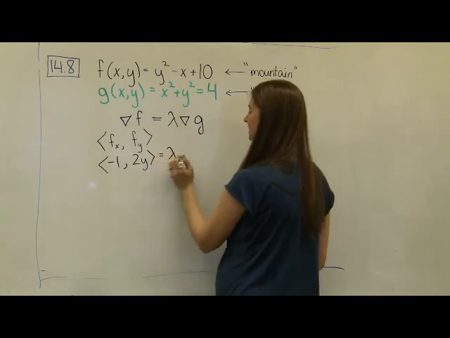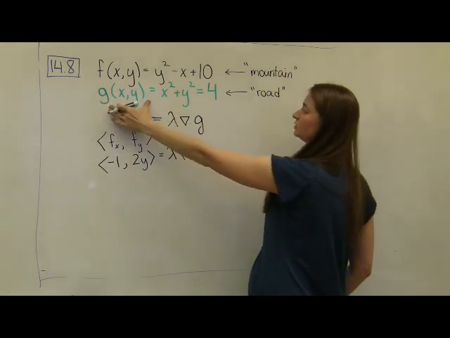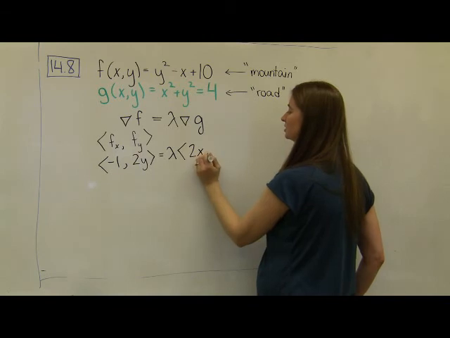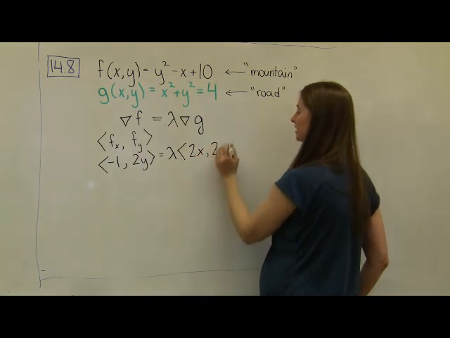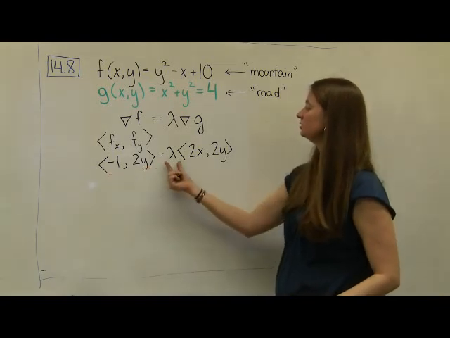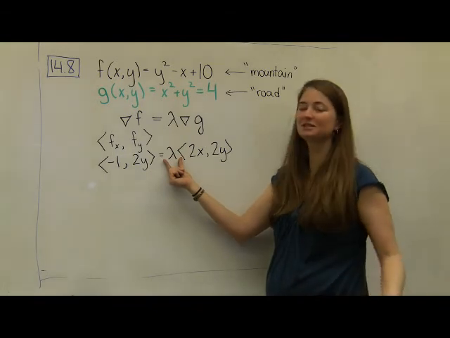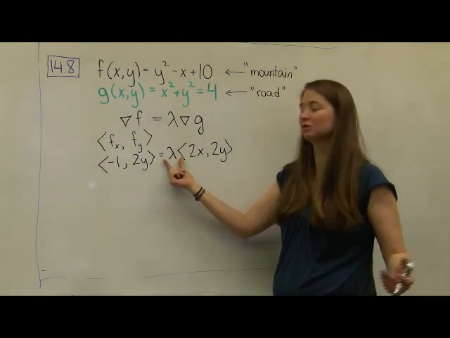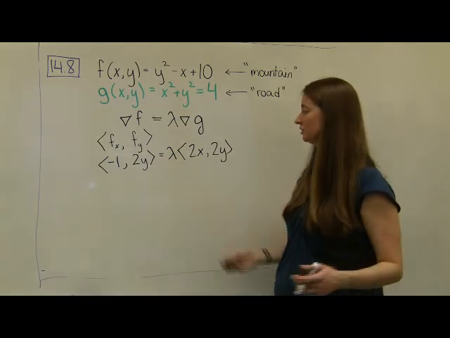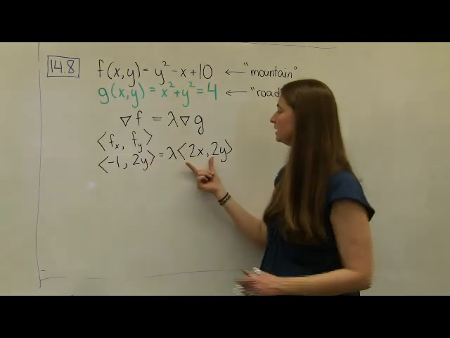And that's going to be set equal to lambda times the gradient of my constraint function, which in this case is going to be the partial with respect to x, which is 2x, and the partial with respect to y, which is 2y. So I need this vector to be equal to some scalar multiple of this vector. This lambda here is just some scalar multiple. Usually we use Greek letters to mean that it's just some constant value. It's lambda after Lagrange.